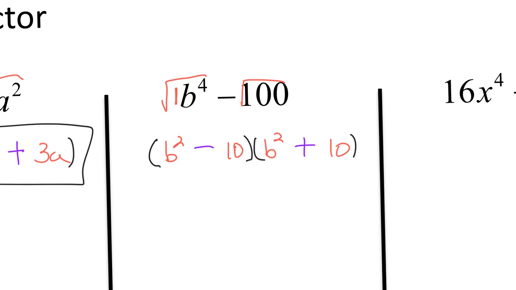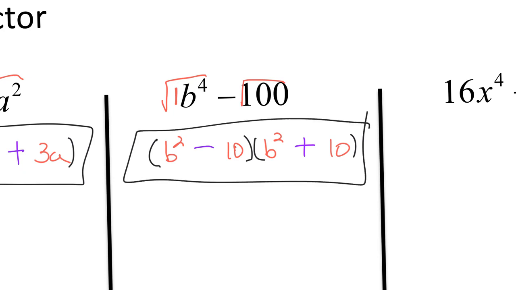And it's always a good idea to check. Now this one over here, b squared plus 10, well, we have a plus in the middle. So right away, we do know that you cannot factor that binomial. So that's my answer here. But I want you guys to always check if you can factor even more when you have a difference of squares.